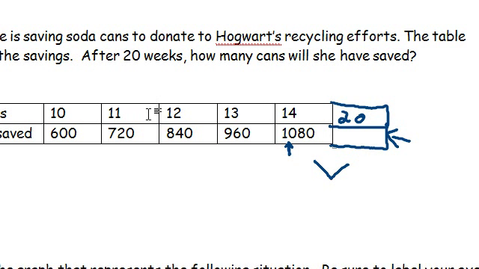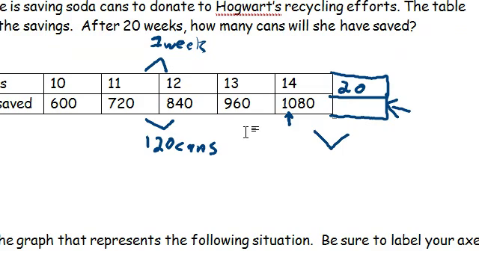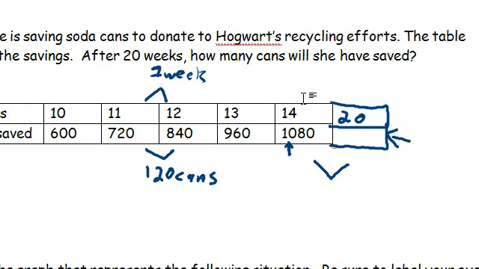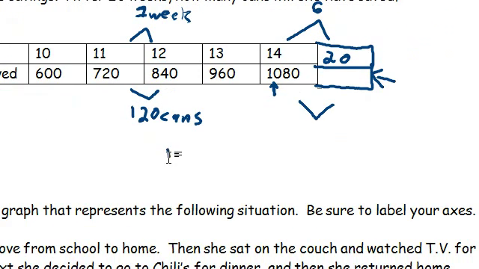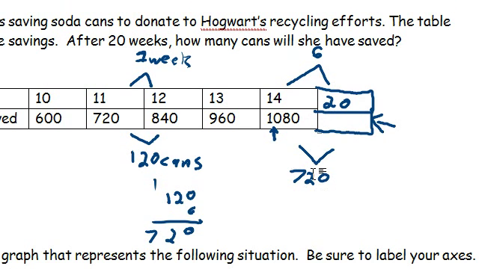So we know that every 1 week, she saves 120 cans. So if she can save 120 cans in 1 week, how many will she save in 6 weeks? Well, simple multiplication. 120 times 6 is 720. So she'll save 720 additional cans over those 6 weeks. Add that 720 to that 1080, and that will give you the number of cans she saved in 20 weeks, which would be 1,800.